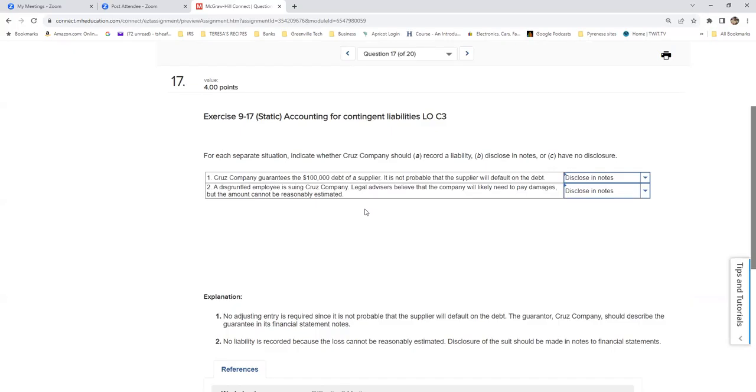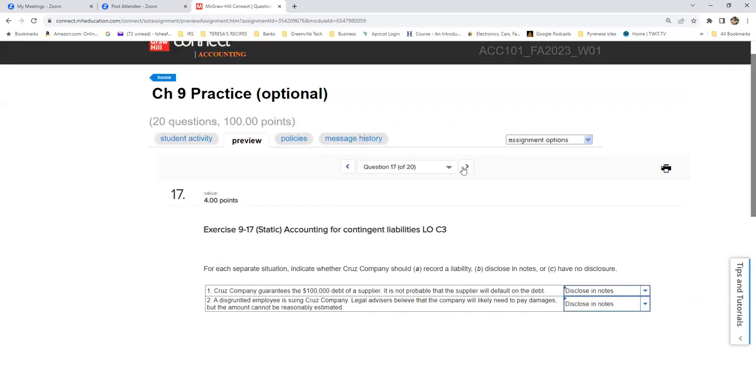Now, it will go on his books, and it'll go on as a long-term liability, but it won't go on your books. But you'd still have to tell investors, hey, I'm guaranteeing debt on people that aren't part of our business. Disgruntled employee suing cruise company: legal advisors believe the company will likely need to pay, but they don't know how much. And if you can't determine how much, you can't make it a liability, so you have to disclose it in the notes.